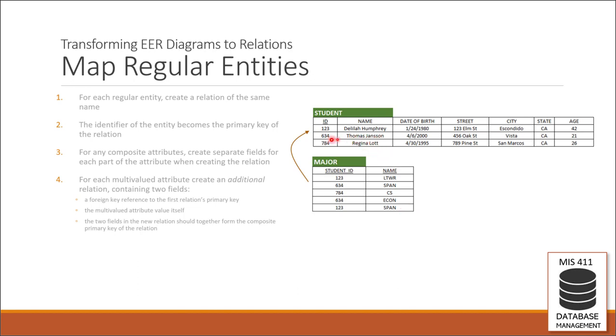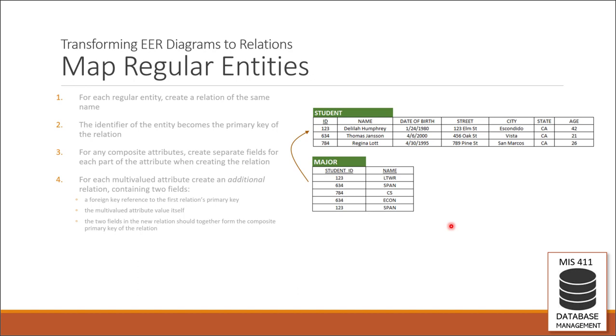Thomas Jansen is ID 634, and I see that Thomas is majoring in Spanish as well as Delilah, and Econ, right? And I see Regina Lott, and Regina only has 1 row in here, and Regina is majoring in computer science. Now, just because it's multi-value does not necessarily mean, number one, that someone has to have more than one value, right? Some people are just majoring in one thing.